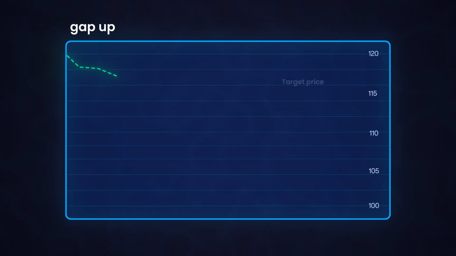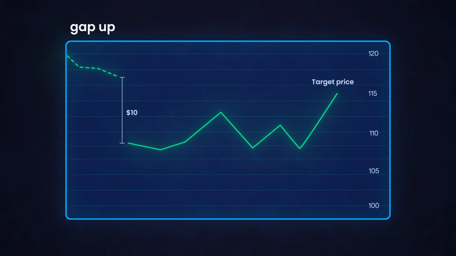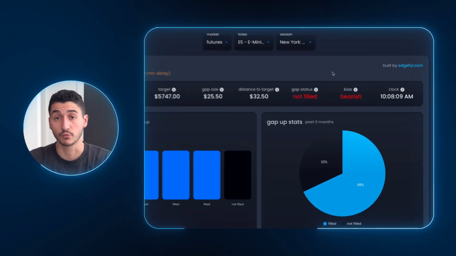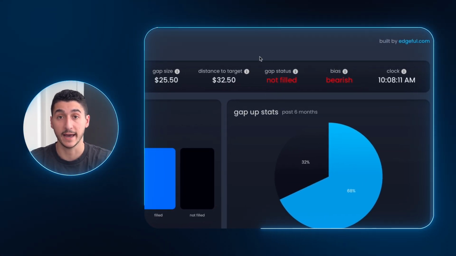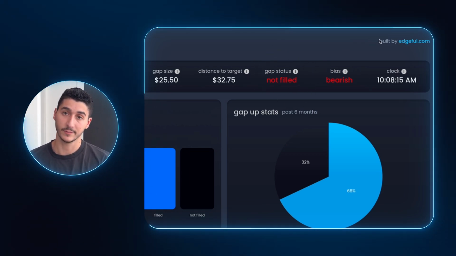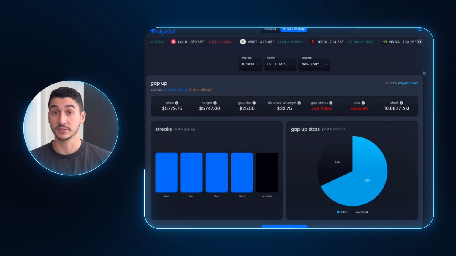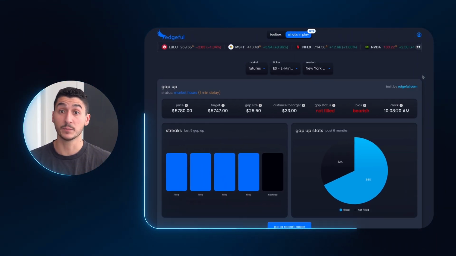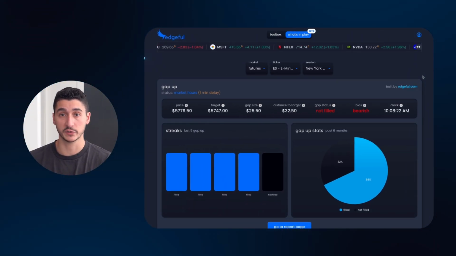So if that distance to the target is 10 points, you know that if you were to enter right now, that is the amount of meat that there is on the bone. Then something that's really important is the gap status. Is it filled or not filled? Is it in play or not in play anymore? So when you see that the gap is not filled, that means that it's in play right now. This is something you can focus on because the gap hasn't filled, obviously.